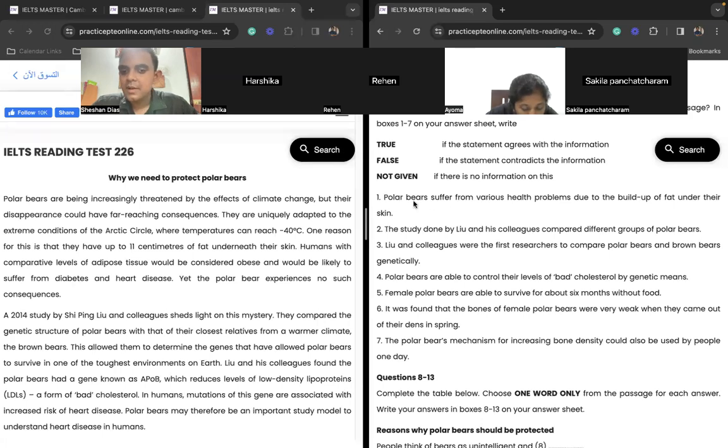What does it say here? Polar bears suffer consequences. Polar bears suffer from health problems. Is this true or false? This would be false. Why is it false? The information here does not agree with the information here. Does that make sense?